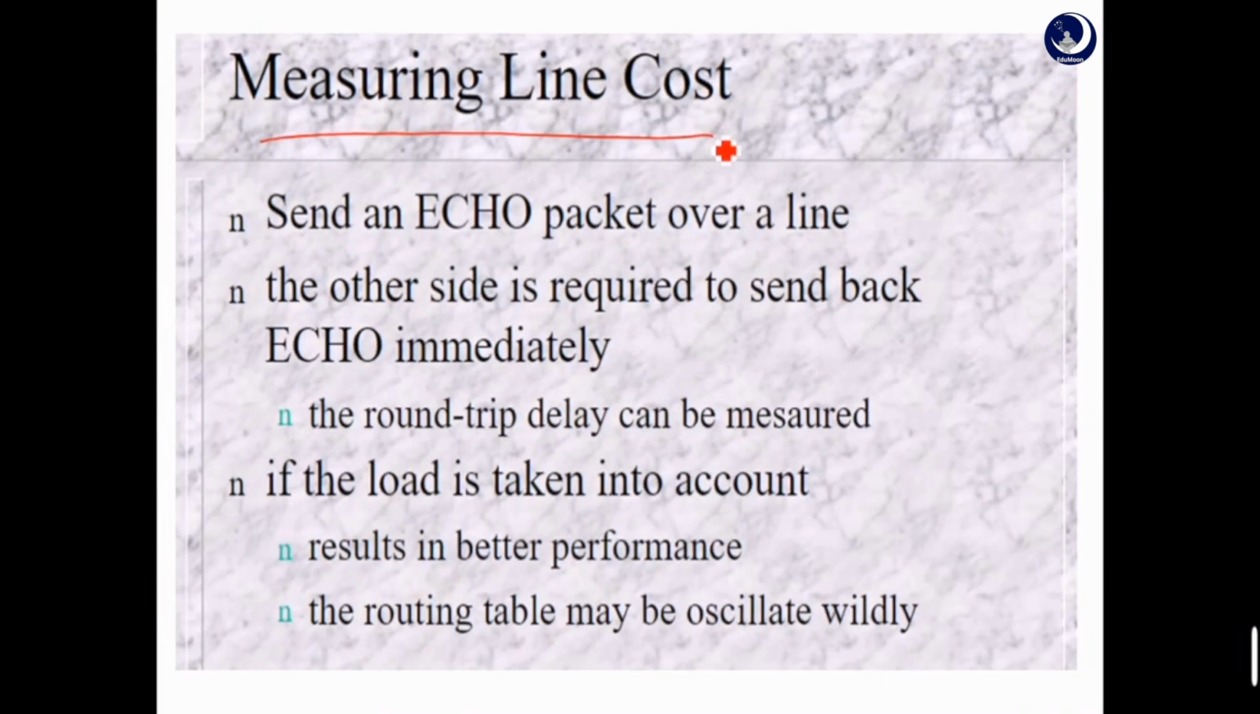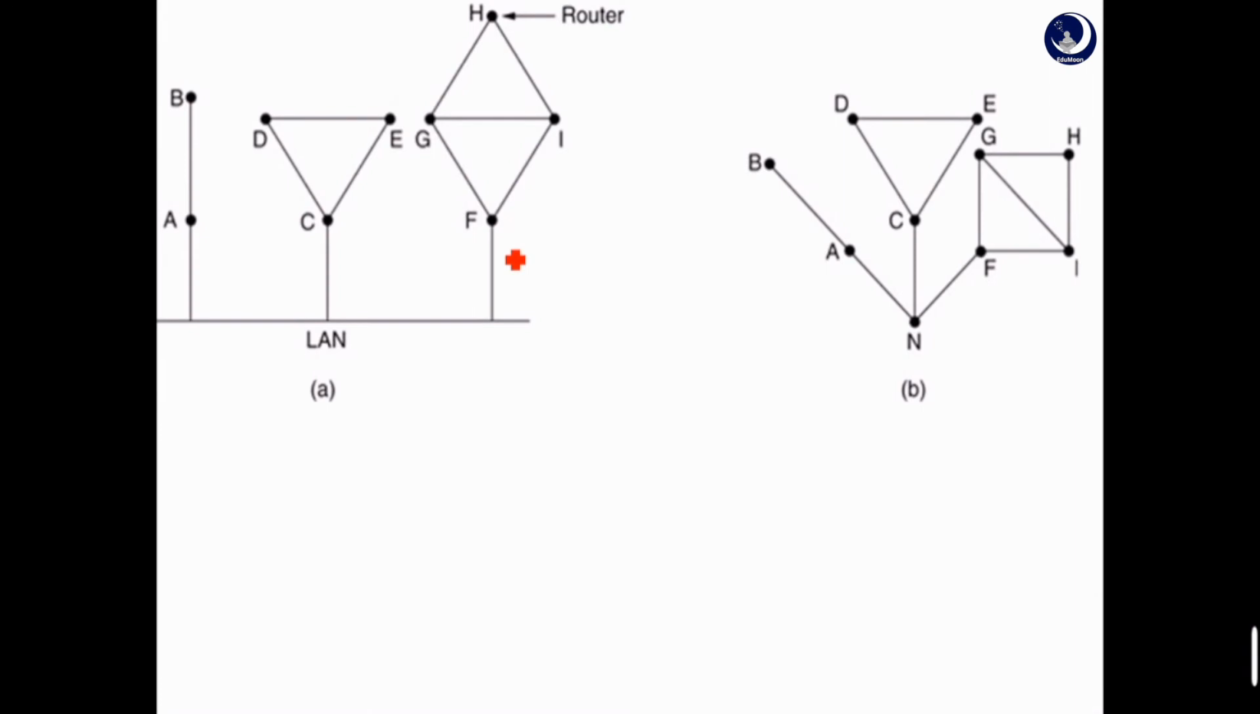Next is measuring line cost. Here we will use an echo packet to find the distance between the router and its neighboring routers. Generally in physics we use the term echo, which is used to find the distance underground, or we have to estimate the distance. In the same way here, an echo packet is sent to find the distance between the router and its neighboring routers. Here if the router sends an echo packet, then the other routers must send a reply packet immediately.